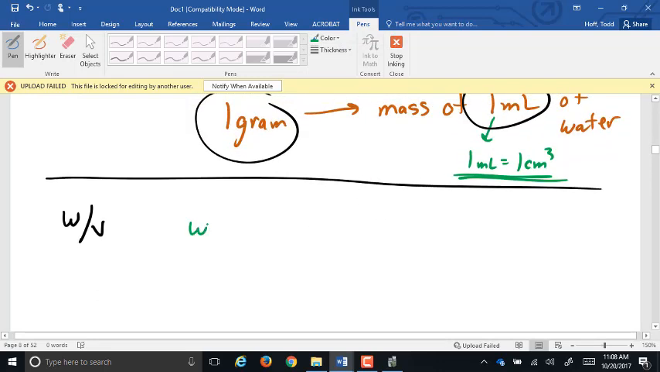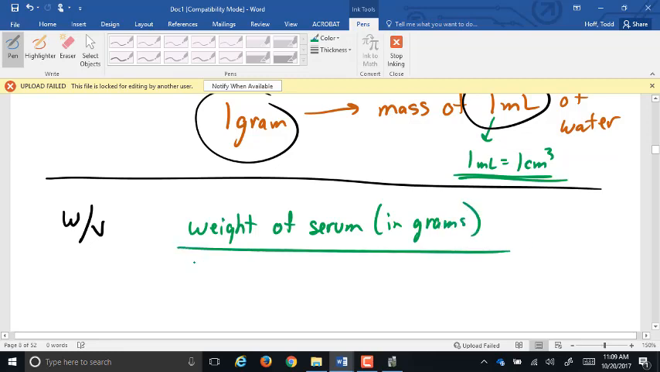The weight of the serum is going to be in grams compared to the volume of total solution in milliliters.